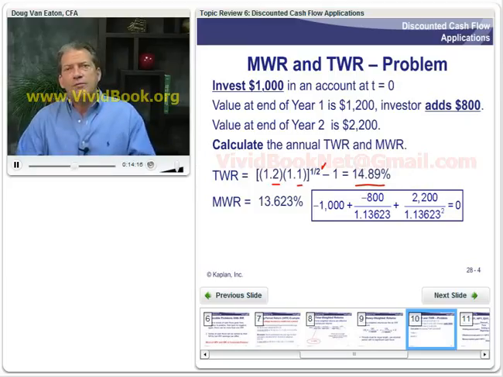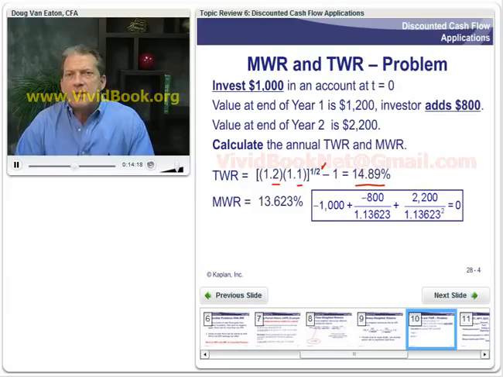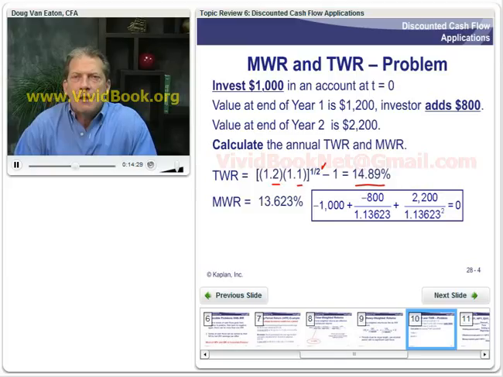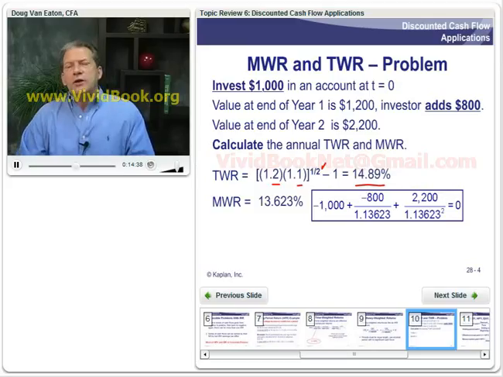We solve for that internal rate of return, right? $1,000 into the account at the beginning, $800 in after 1 year. Ending value must have the opposite sign, in this case 2,200, as a positive number. We solve for the internal rate of return and get 13.623%.